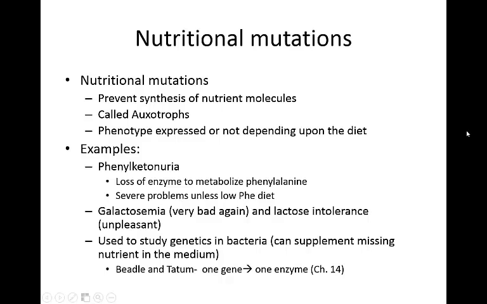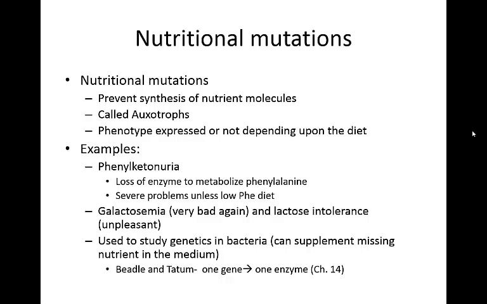There are many examples of nutrition affecting expression of genes. Many of these mutations prevent synthesis of nutrient molecules. So when we're talking about them in terms of microorganisms, like working with bacteria or yeast or fungus, we call them auxotrophs. And this phenotype can either be expressed or not expressed depending on the diet.